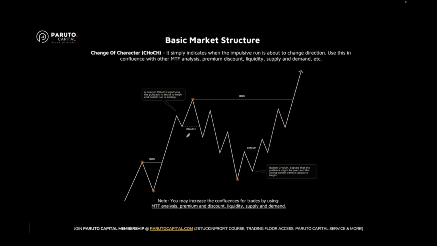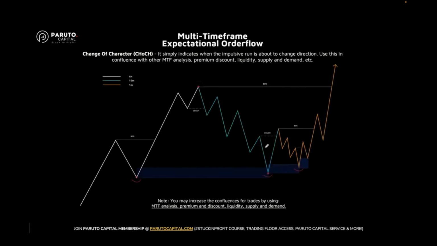So this is basically how the change of character informs us that the trend is about to change. Either a rallying market is about to slow down for a pullback, or the pullback is over, and then the market is about to continue its previous trend. So the change of character is a very important concept that I think you should take note of, right? Okay, so let's look at the expectational order flow.